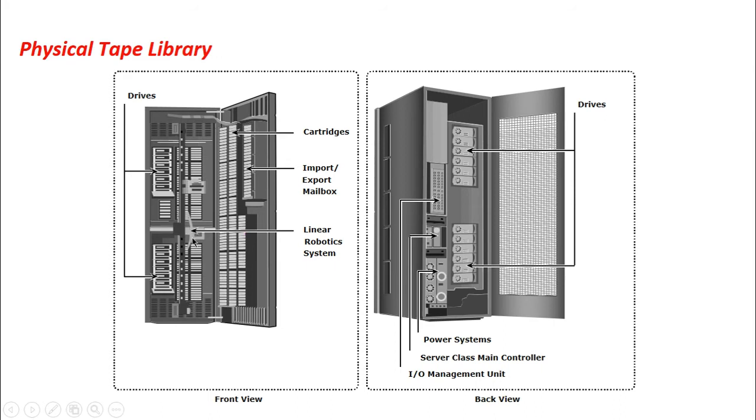So the robotic arms are used to move tapes between the cartridge slots and the tape drives. Similarly, mailbox or the import/export slots are used to add or remove tapes from the library without opening the access doors. So these are the access doors.